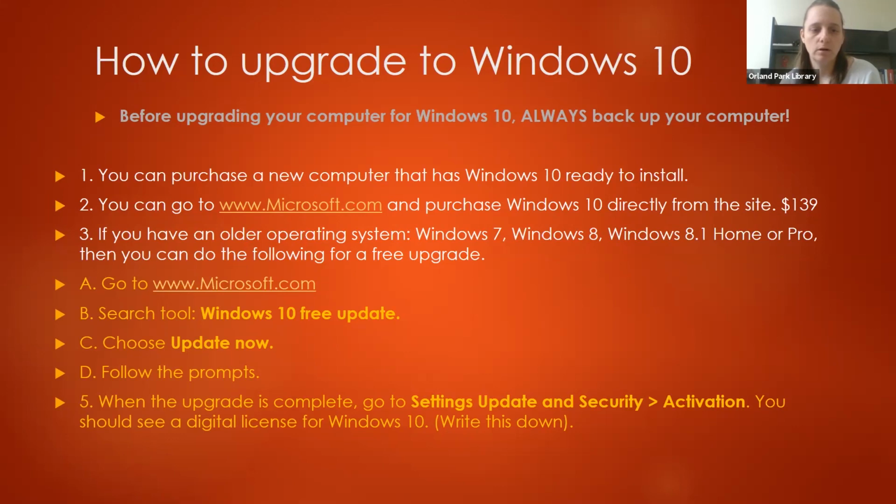And then when the upgrade is complete, you can go into the settings in the update, and you're going to end up getting a security activation code. Now that happens when you're first starting off and setting up your computer. There's always going to be an activation code, but because now you're updating from one operating system to the other, you'll need that code in case something ever happens.